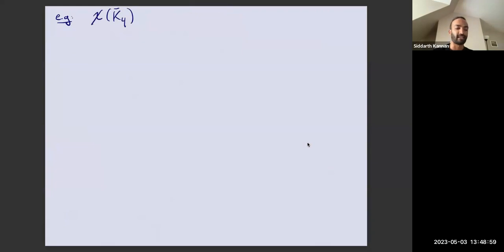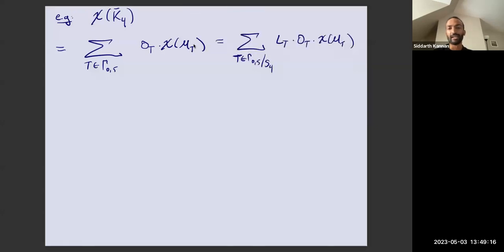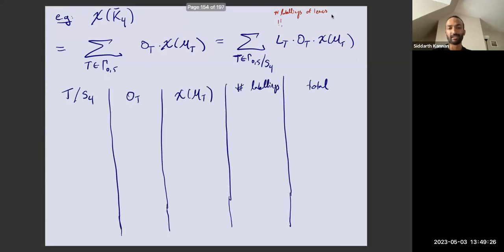Here's an example of calculating the Euler characteristic of K4 bar. It's a sum over trees with 5 leaves. It's the number of orderings of that tree, as described on the previous slide, times the Euler characteristic of this M bucket corresponding to this tree. And you can also reorganize this by forgetting about the labelings of the non-root vertices and letting L sub T be the number of ways of labeling, but let's not worry about that too hard.